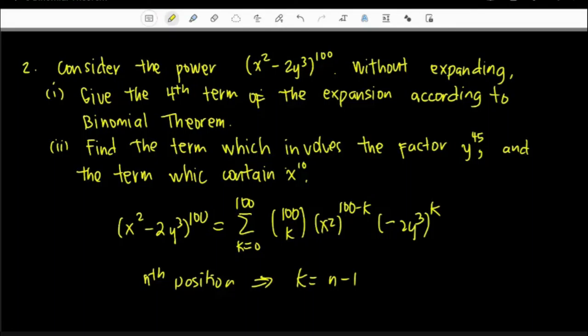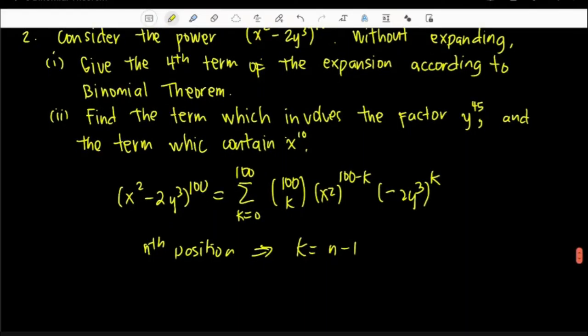The second position is k equals 1, so second position, 2 minus 1. The third position is k equals 2, so third position, 3 minus 1. So the formula is, for the nth position, we need k equals n minus 1. Okay? So that's clear. Since we want the fourth term, that corresponds to k equals 3.